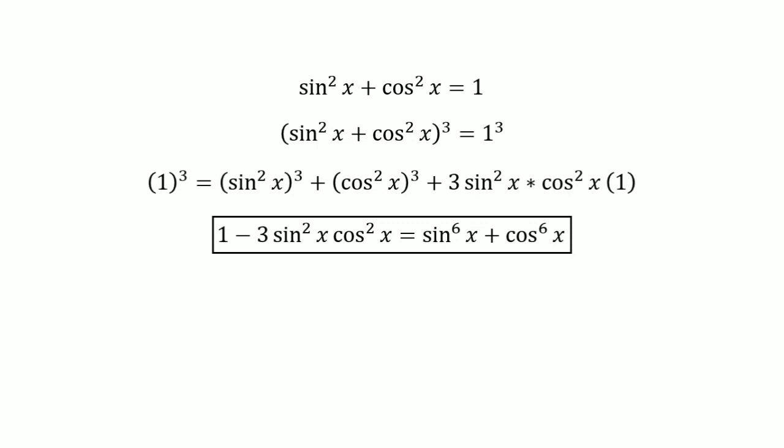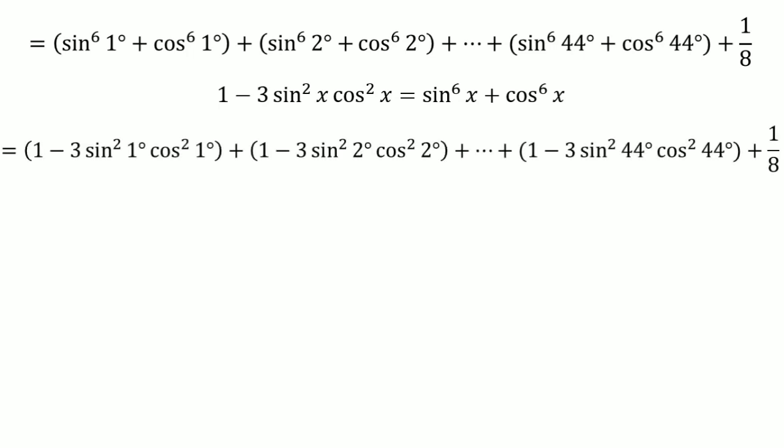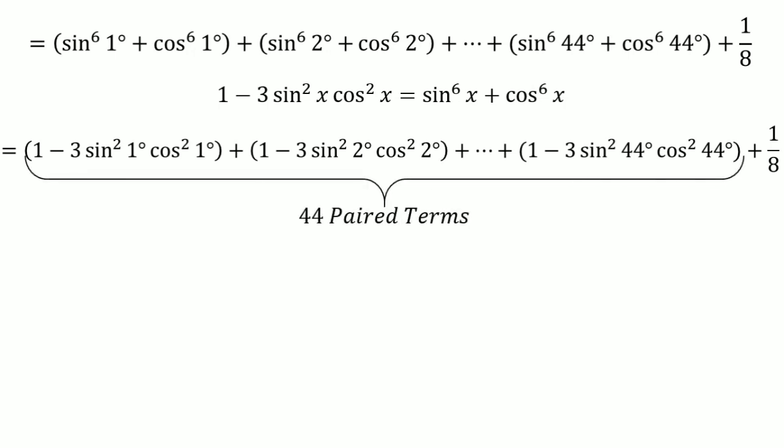Now we use this value for substituting all our values. Now this is our series and this is what we find. So substituting all the values, finally we have this. Now these are 44 pair terms, so there are 44 ones.